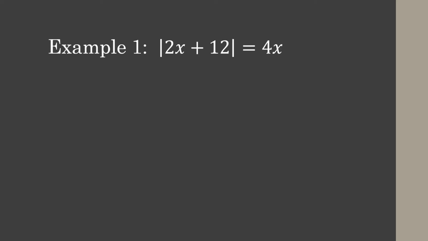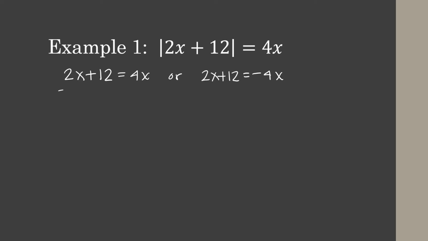In this first example, our absolute value is already by itself. So we can go ahead and start splitting it up into our two equations. So we'll have 2x plus 12 equals 4x. And then our second equation will be 2x plus 12 equals negative 4x. Now we can go ahead and solve these.